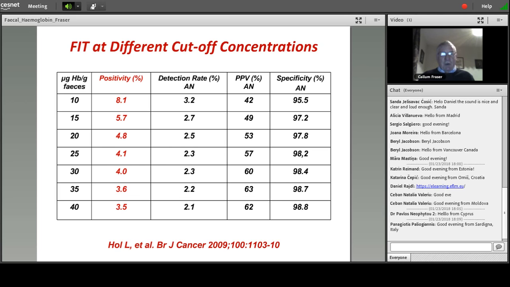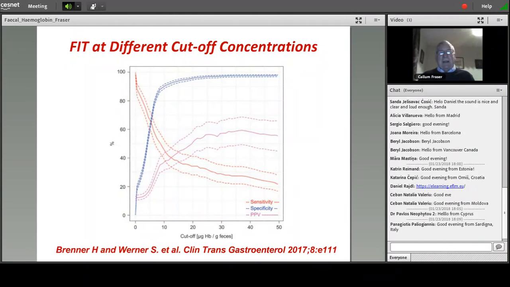And this has been shown really very elegantly in a recent paper from our colleagues in Germany, Hermann Brenner and his group, who published excellent material on colorectal cancer screening. And you can see as the cutoff is increased, the threshold is increased, then the sensitivity falls, specificity rises, and the positive predictive value also rises and then levels off.